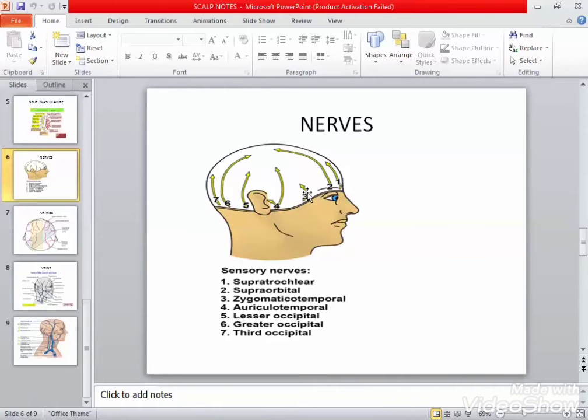Means they are preauricular. While here, the greater occipital, this one, and the lesser occipital, this one, these are posterior to the ear. These two arise from the cervical plexus. These are all the nerves supplying the skull.